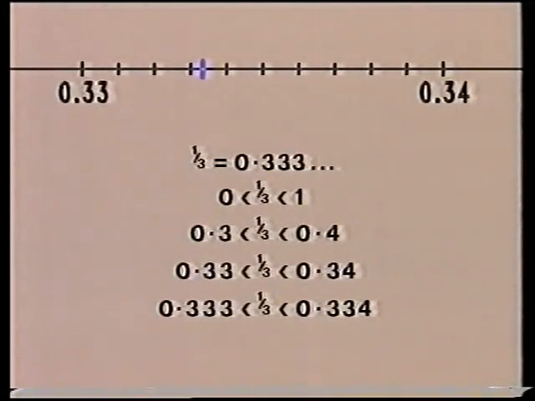Each of these inequalities arises from the decimal for a third. The numbers on the left, 0, 0.3, 0.33, 0.333, and so on are all less than a third, but they form an increasing sequence which tends to a third. And the ones on the right form a decreasing sequence which also tends to a third. We'll be discussing sequences and their limits in the next unit.